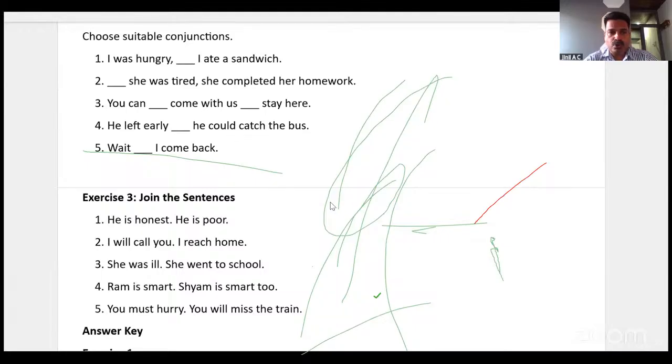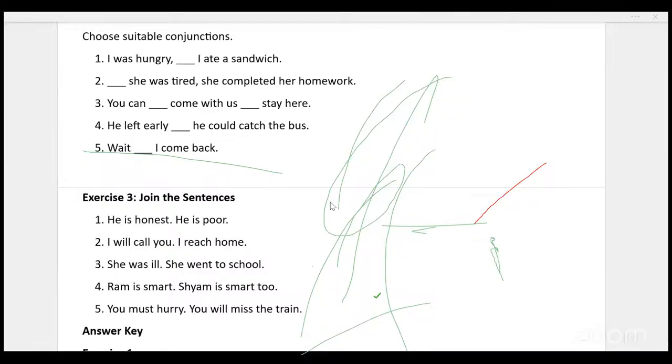Otherwise, you can say, although she was ill, she went to school. Or, even though she was ill, she went to school. Although, though, even though, any of these you can use. Otherwise, you can use but also. If you want, you can use it in a simple sentence also. You can say, in spite of being ill, she went to school. Like that also you can say.